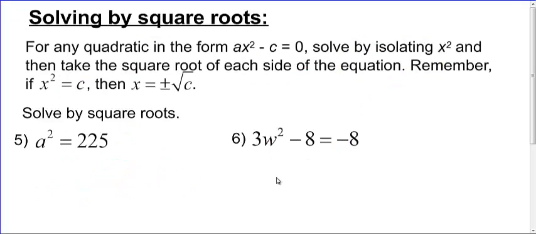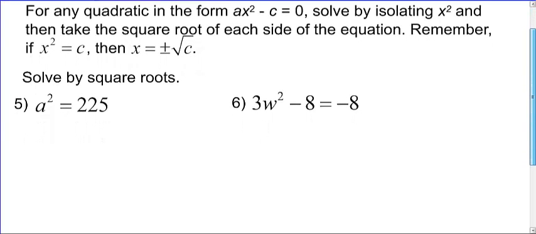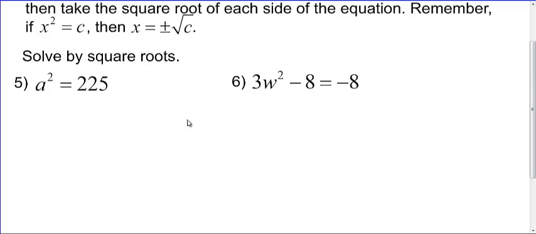All right, we have another method we can use, one I like, honestly, and that's solving by square roots. Anytime we have a quadratic in the form ax squared plus or minus c equals 0, we can solve by isolating the x squared term and then take the square root of each side. And just as a little reminder here, if x squared equals c, anytime you take the square root of both sides of an equation, you have to do plus or minus. So here we go. We're going to solve by square roots.